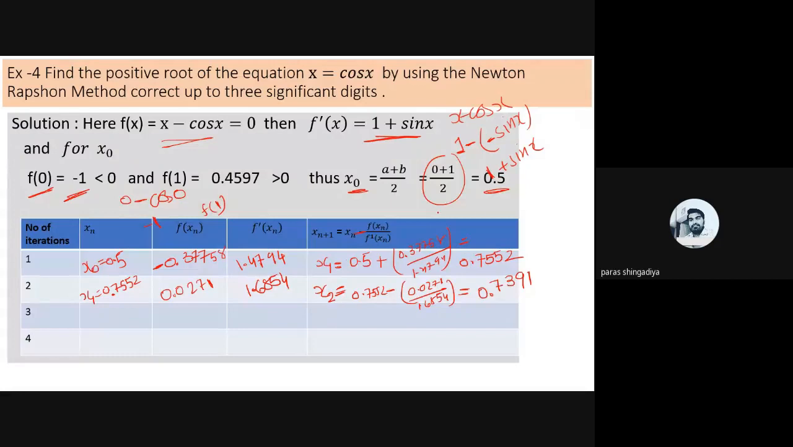And here, what is the requirement in the answer? You have to check correct up to 3 significant digits. So now observe x1 and x2. In x1 we have 755 and in x2 we have 739. So they are not matched. Correct up to 3 decimal places, so again repeat this procedure. Use x2 and derive x3, 0.7391. Now check the function output.